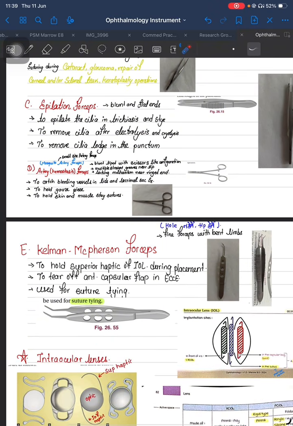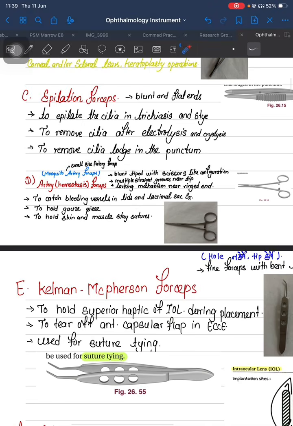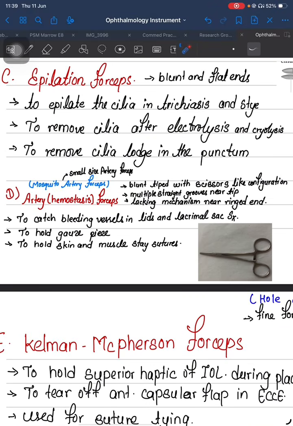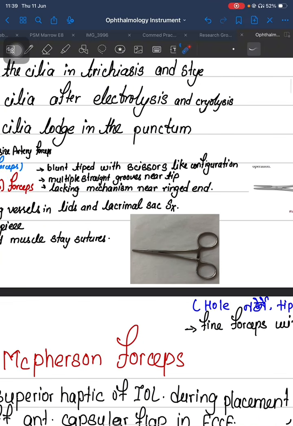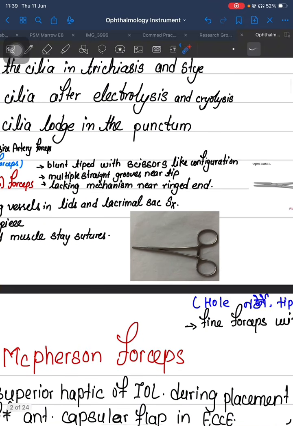And then the artery forceps. Artery forceps is also known as the artery hemostatic forceps. If the artery forceps is small in size, then it is also known as the mosquito artery forceps. The artery forceps contains a blunt tip with a scissor-like configuration.